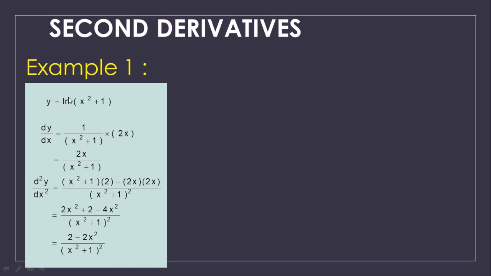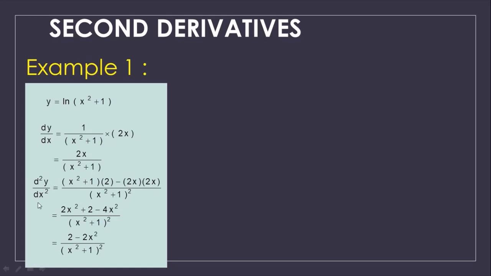Number 1, differentiate ln, we get 1 over x squared plus 1. And then differentiate x squared plus 1. Differentiate x squared, we get 2x. Differentiate 1, we get 0. So combine these two answers, we get 2x over x squared plus 1.